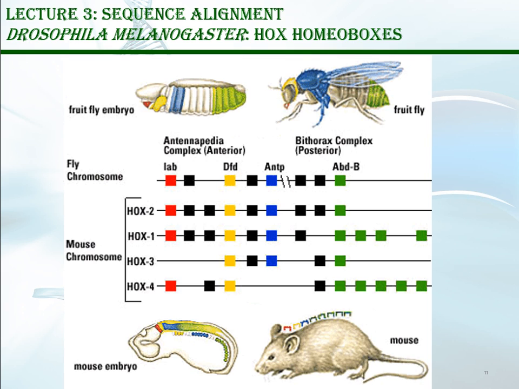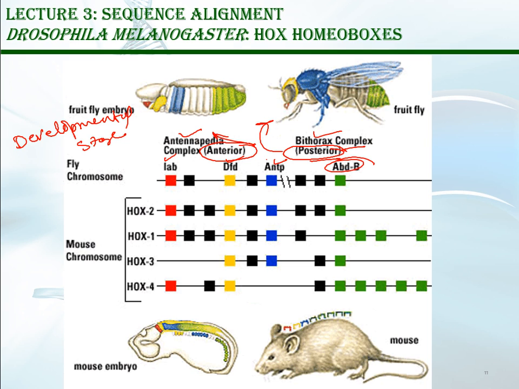So this Hox is this Antennapedia, as we know, Antennapedia and then bithorax complex. The Antennapedia complex is going to produce the anterior part, and the bithorax complex is going to produce the posterior part of the Drosophila melanogaster during the developmental stage. Okay, so this is the lab, DFD, Antennapedia, AVDB genes. So this is the common.